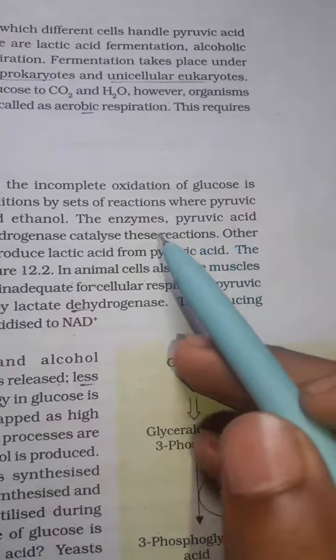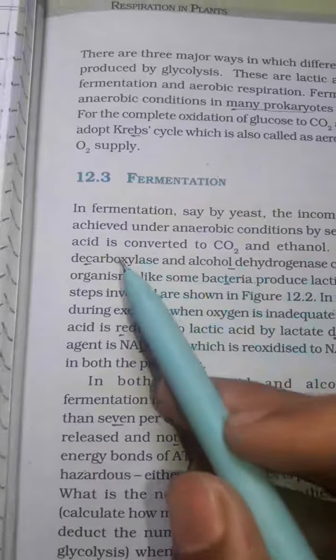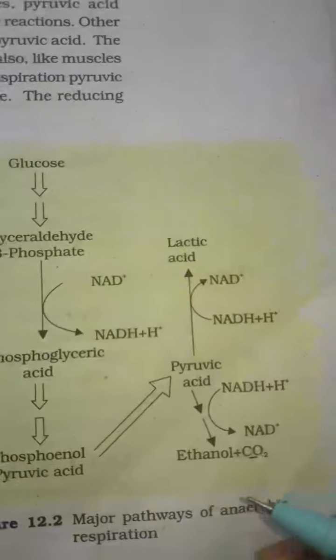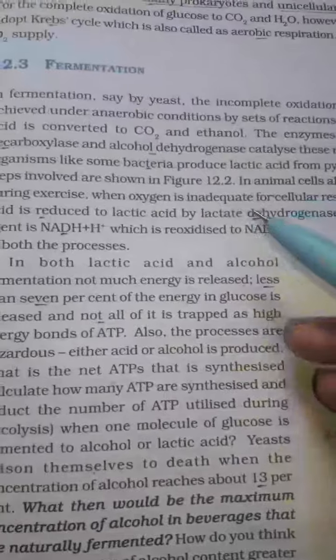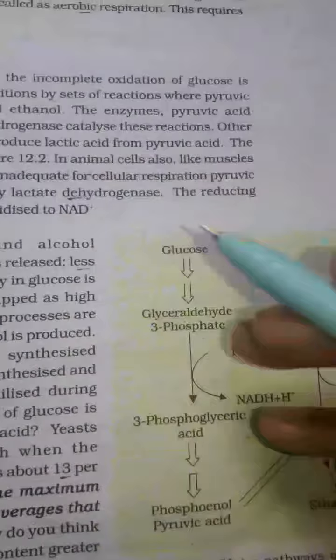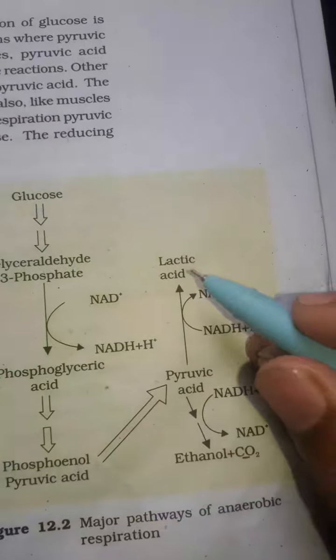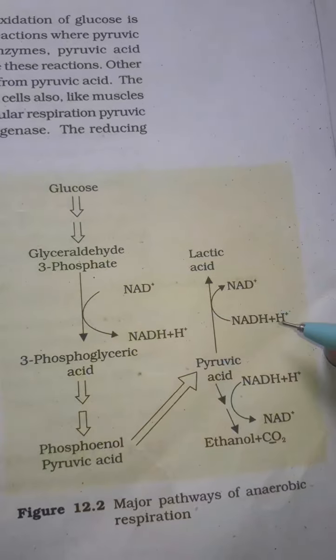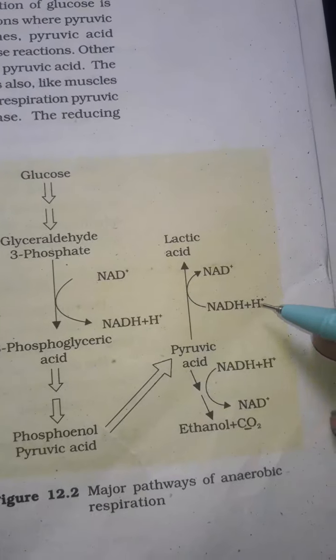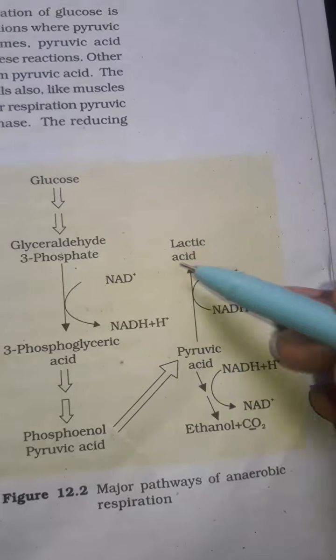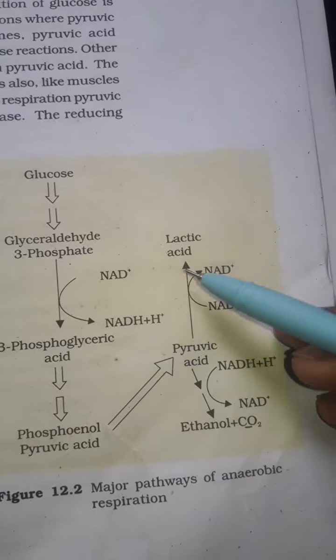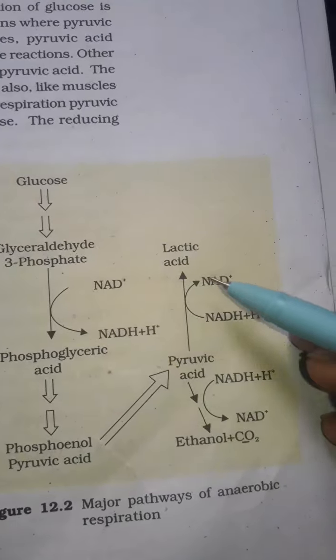It is carried out by the enzymes pyruvic acid decarboxylase, that is CO2 release, and alcohol dehydrogenase, that is the formation of alcohol. During lactic acid fermentation, it is lactate dehydrogenase, and no CO2 is involved. So this is the fermentation where NADH plus H plus reduces the pyruvic acid into lactic acid. Pyruvic acid gets reduced and NADH gets reoxidized.